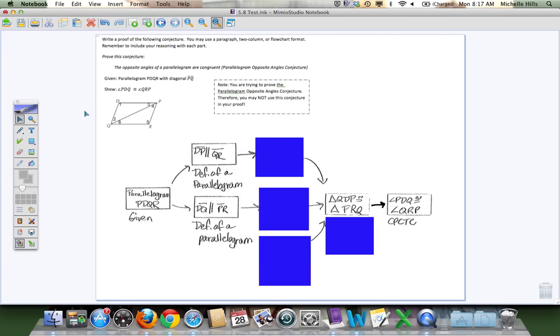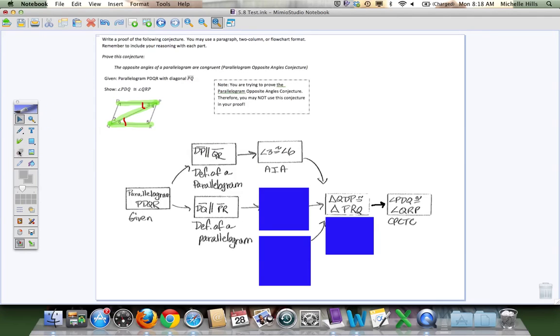Now, let's look at this, and I'm going to highlight a little bit. Because side DP is parallel to side QR, and I have this transversal, what I'm looking at is angle 3 is congruent to angle 6. So, angle 3 is congruent to angle 6 because they are alternate interior angles. And it says if two parallel lines are cut by a transversal, then alternate interior angles are congruent, which is why the arrow goes, if this, the arrow goes to the then. So angle 3 is congruent to angle 6.